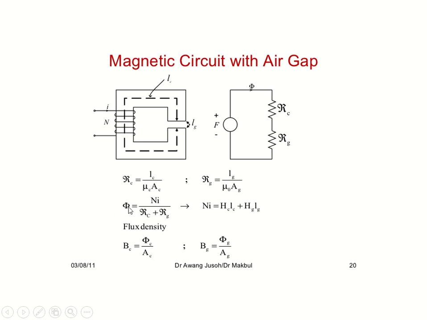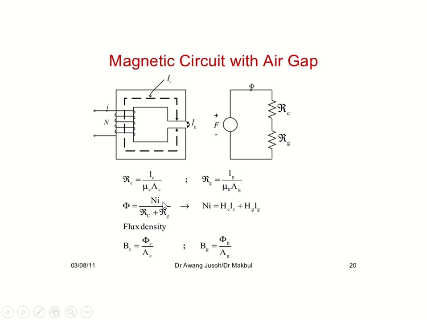Next, what is the equation for flux? We know that as per Ohm's law, E equals I into R. Similarly here, MMF F equals phi into S. What is S or R? That is the total reluctance. So F equals phi into (Rc plus Rg). From this equation we can derive the equation for MMF as three equations.